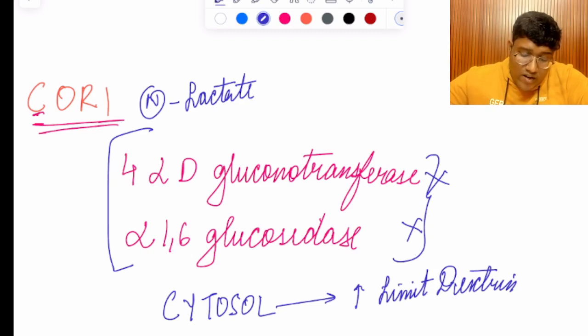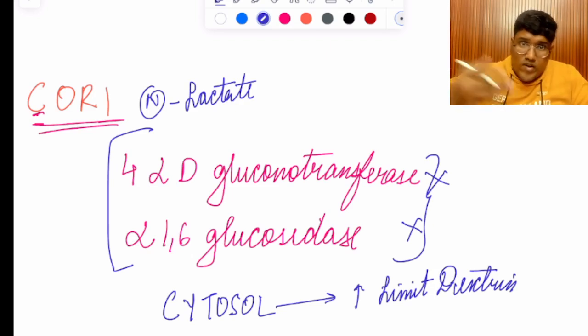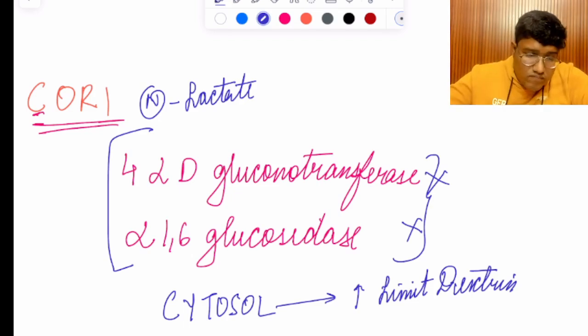Gluconeogenesis is always intact for this kid. So that is all you need to remember. It is just going to be very mild. There's going to be increased alpha limit dextrins. These things are very conceptual. If there's no enzyme, the product is going to be less, but the substance that makes the product is going to be accumulated. So the substrate is going to be more. There's no enzyme and the product is less. The same thing goes for these alpha limit dextrins.